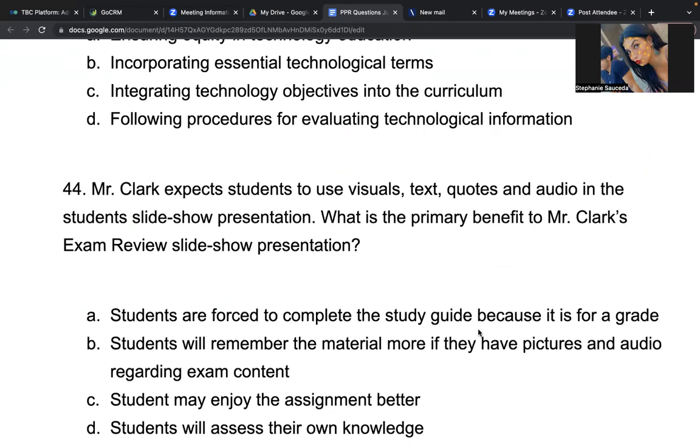Mr. Clark's students. Mr. Clark expects students to use visuals, text, quotes, and audio in the slideshow presentation. What is the primary benefit to Mr. Clark's exam review slideshow presentation? All right. He expects them to use visuals, text, quotes, and audio.